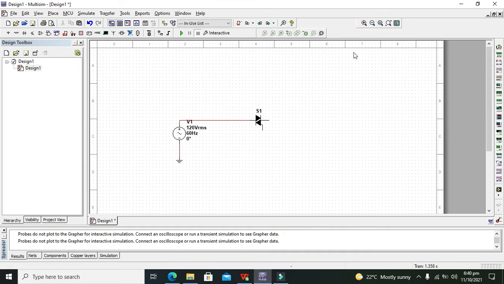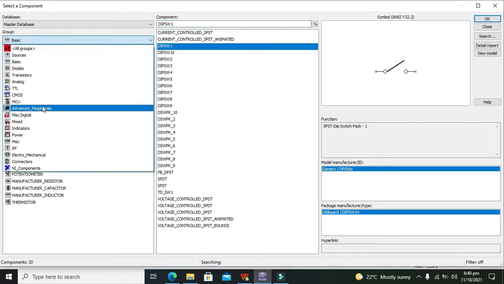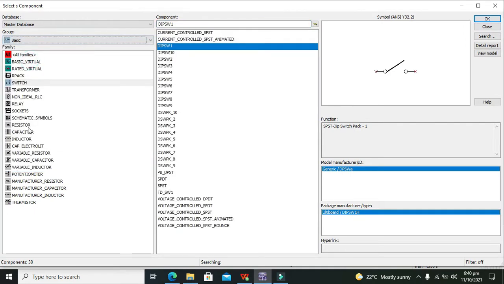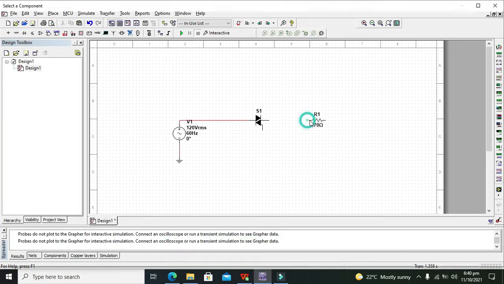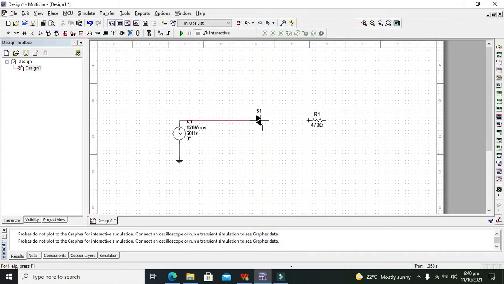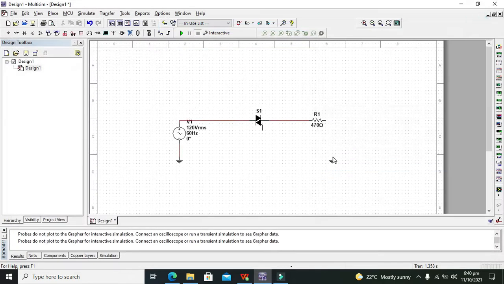After it, we need to take our resistor. So we will take Basic and then Resistor. We will take a 470 ohm resistor. And this is our resistor, and we need to connect them like that. And after it, there must be one ground. So there is the ground, like this. And okay, now what about the gate signal?